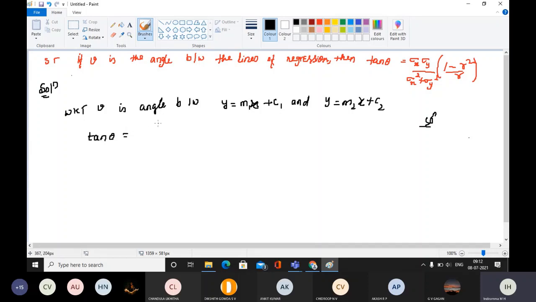By using slopes. M1 is the slope of the first line and M2 is the slope of the second line. Then how to define tan theta? Tan theta is equal to M2 minus M1 divided by 1 plus M1 into M2. Is it right? Where M1 and M2 are the slopes of the tangents. Okay, then, we have the regression lines.